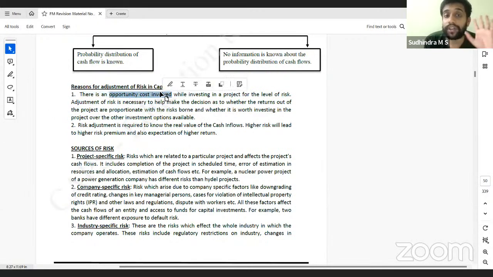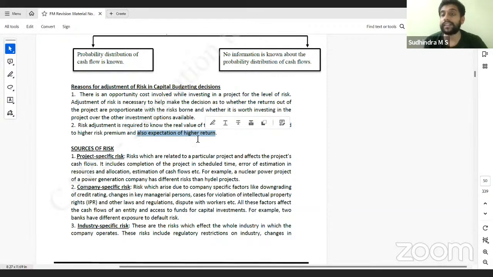Here, there is an opportunity cost involved. Whenever we are investing in one particular machinery, there is an opportunity cost involved. That opportunity cost has to be adjusted for. That is one of the reasons. Second, risk adjustment is required to know the real value of the cash flows. Higher the risk, you are expecting higher returns. So to get the real cash flows, you will adjust for the risk.